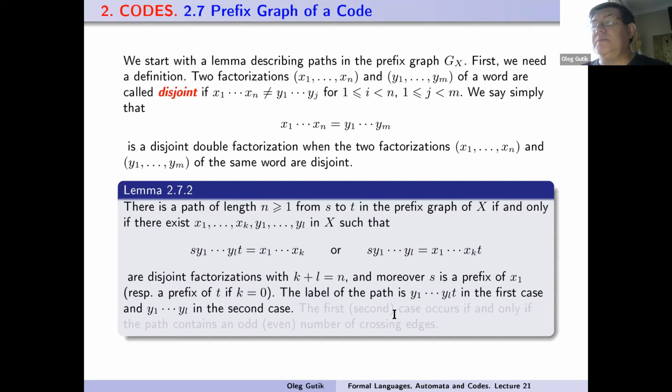The label of the path is the word y1...yl t in the first case and the word y1...yl in the second case. The first case occurs if and only if the path contains an odd number of crossing edges, and the second case occurs if and only if the path contains an even number of crossing edges.